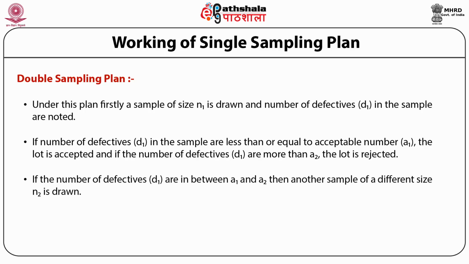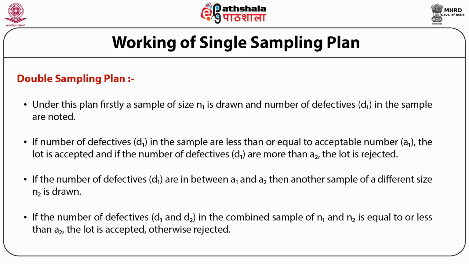If the number of defectives d1 is in between A1 and A2, then another sample of a different size n2 is drawn. If the number of defectives d1 plus d2 in the combined sample of n1 and n2 is equal to or less than A2, the lot is accepted, otherwise rejected.